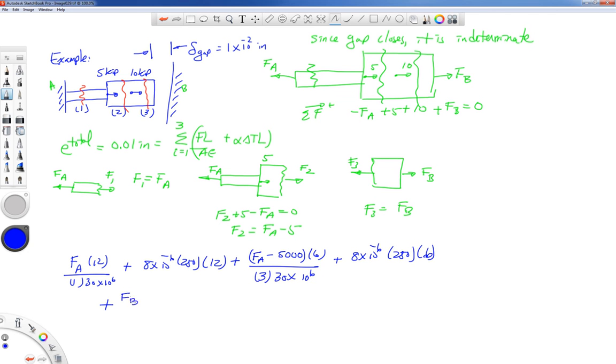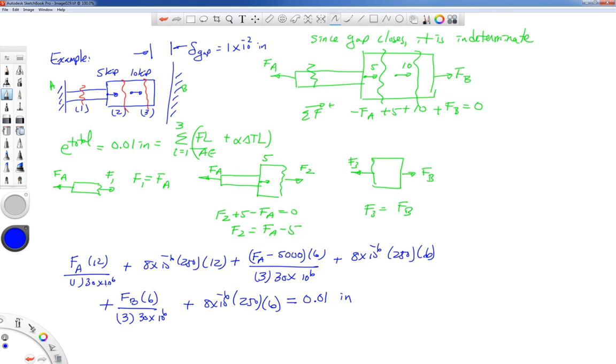FB 6 over 3 square inches, 30 times 10 to the 6, plus alpha delta T and L3. And then that's equal to 1 times 10 to the minus 2 inches, or 0.01 inches.